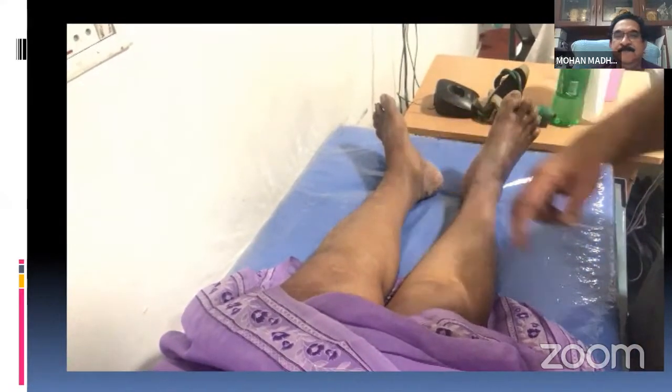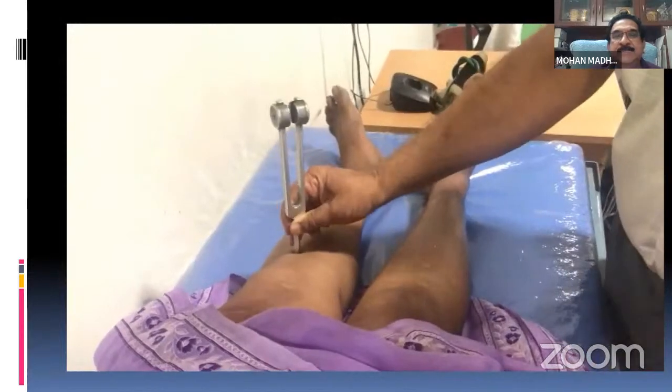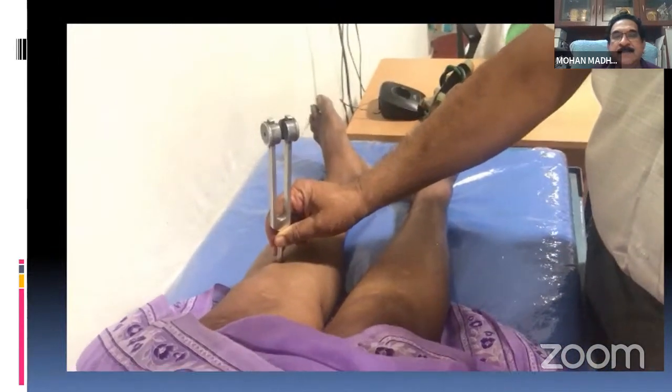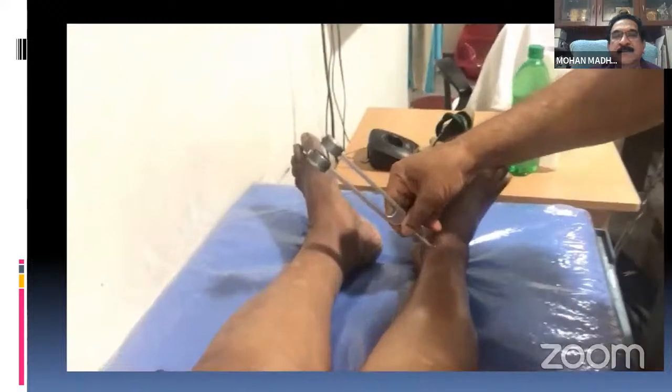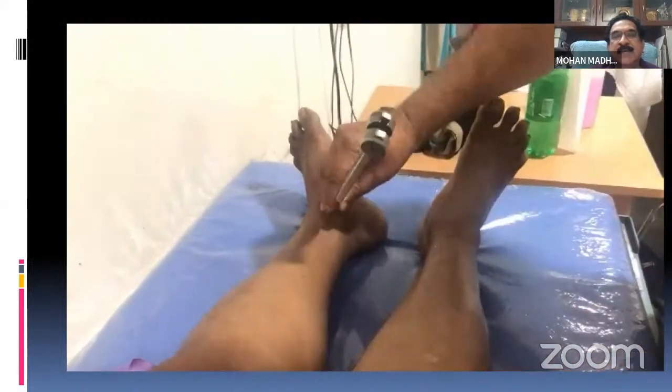He said she is able to feel the touch sensation. The vibration is impaired over the knee, but absent over the ankle and toes.